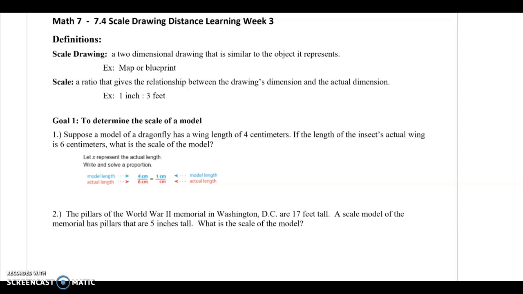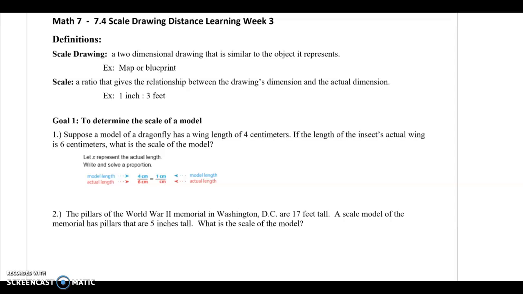So this week, guys, it's all about scale drawings, and basically scale drawings is just like setting up a proportion and cross multiplying. So it's the whole multiply and then divide. So we'll go through that, but a scale drawing is a two-dimensional drawing that's similar to the object it represents. It's just smaller. So obviously if you have a big building, you're not going to be replicating that big building. You're going to draw or maybe construct something that's smaller.